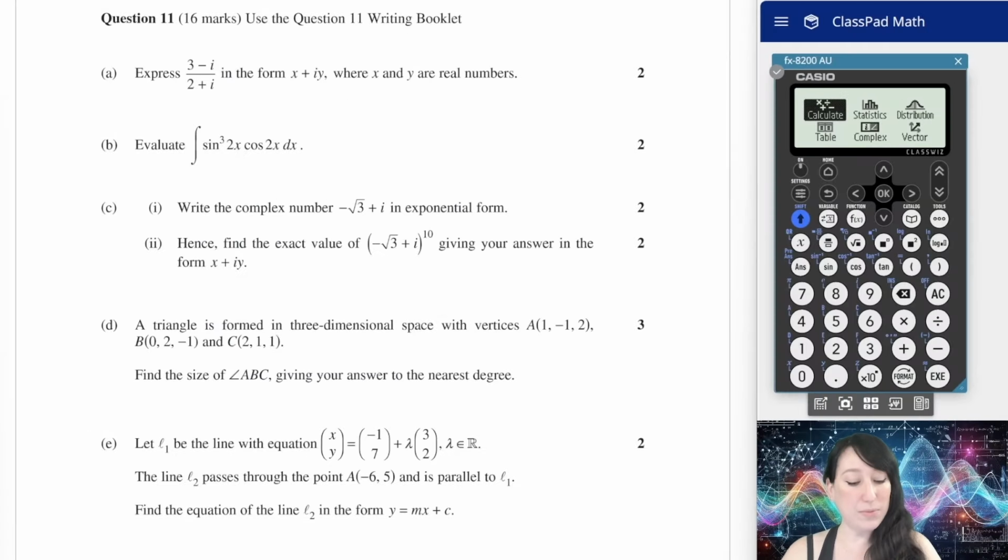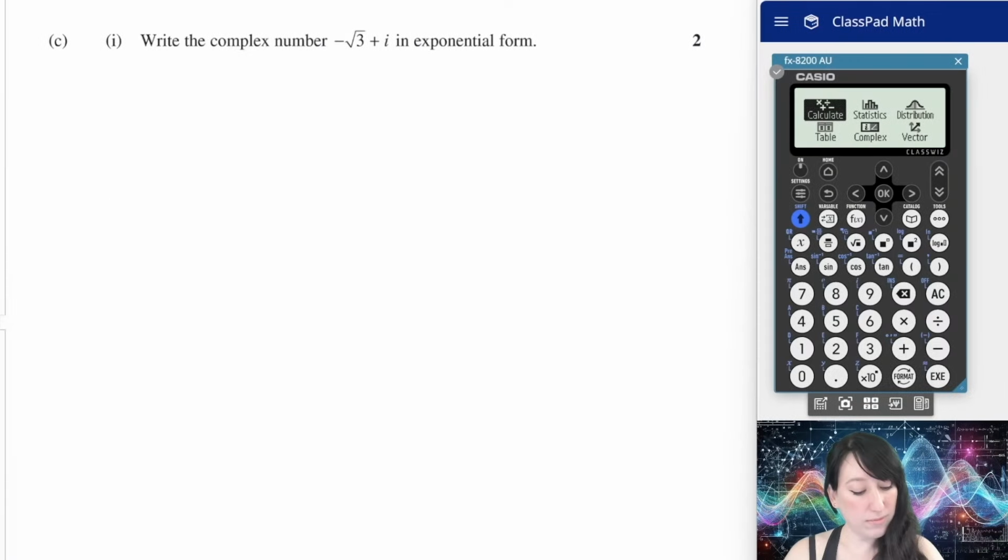Question 11c. Part 1 is to write the complex number negative root 3 plus i in exponential form. So, to write a complex number in exponential form, we'll need its modulus and its argument.